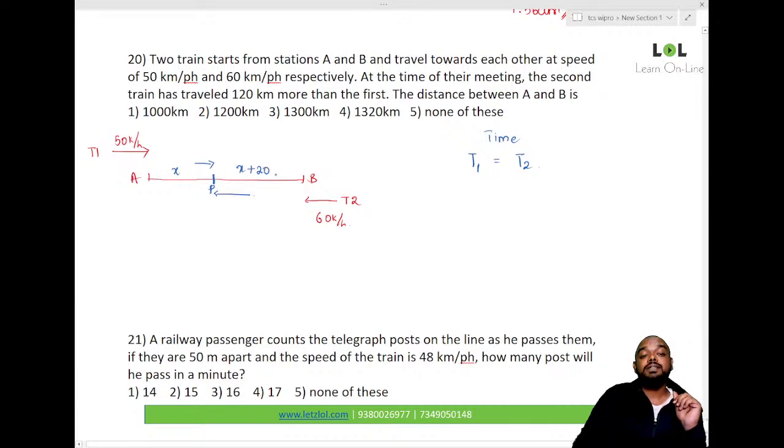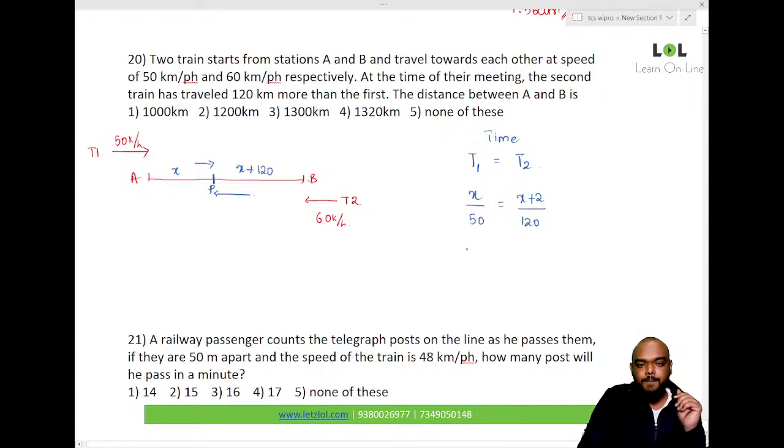Why? Because the second train is covering 20 kilometers more than the first train, right? So time is distance by speed. Train 1, distance is x divided by speed is 50. Second one, distance is x plus 2 divided by speed is x plus 120. I'm sorry, x plus 120. Computer mistake. This is 120. If you solve this, you'll get the x value.